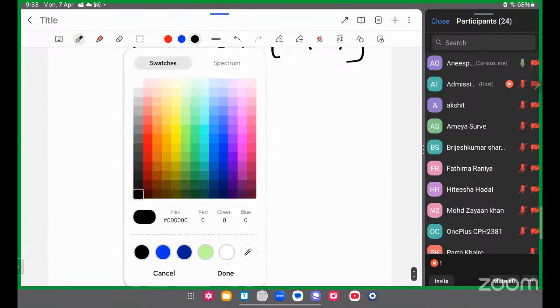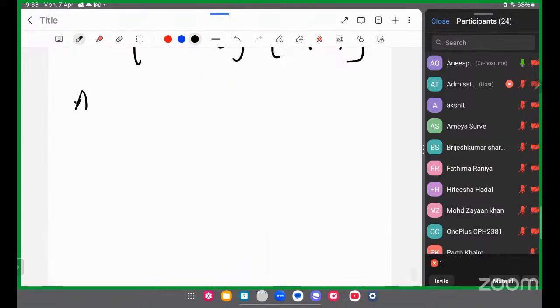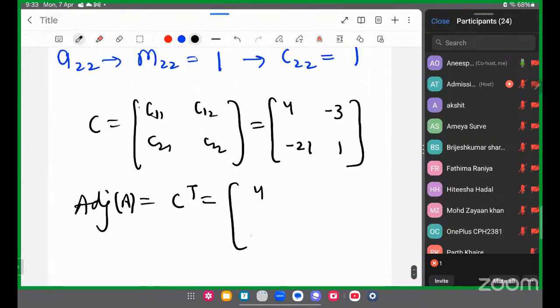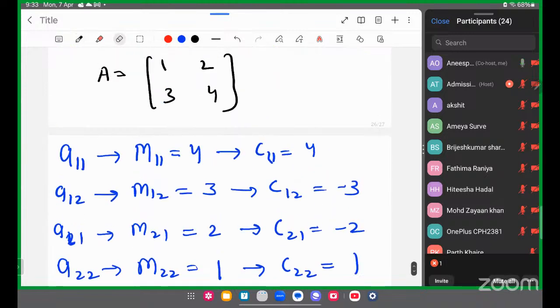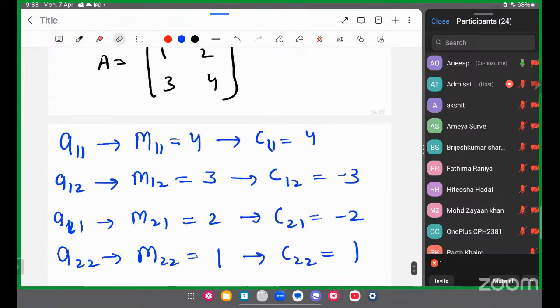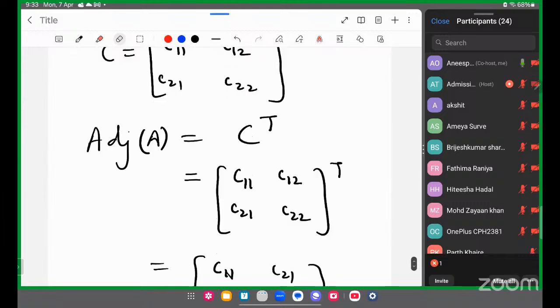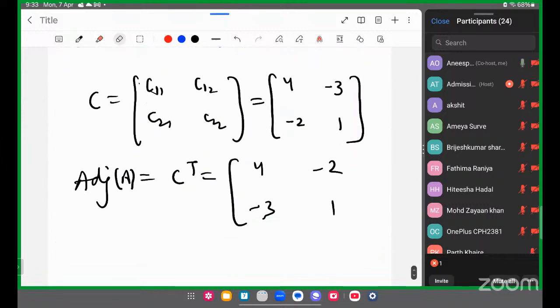Now write the adjoint. So the adjoint of matrix A is the transpose of C. This will be 4, minus 2, minus 3, 1. Am I right? Are you getting it?